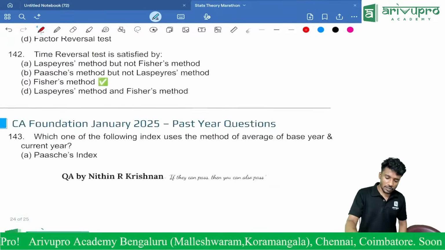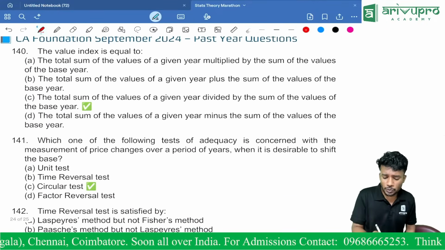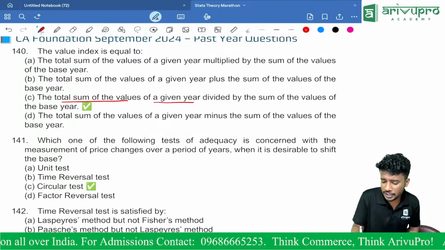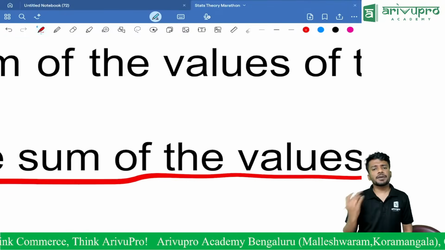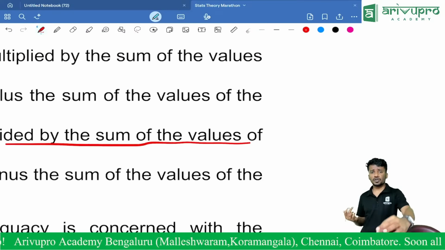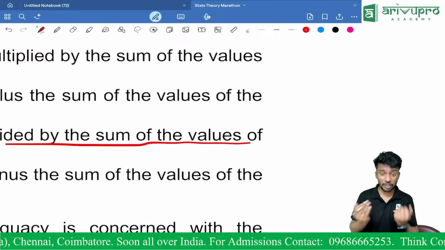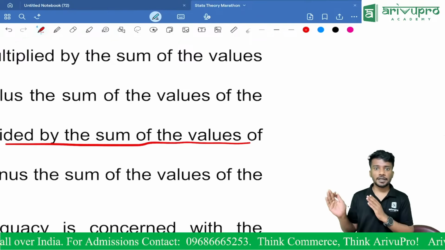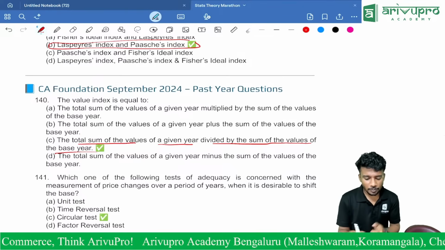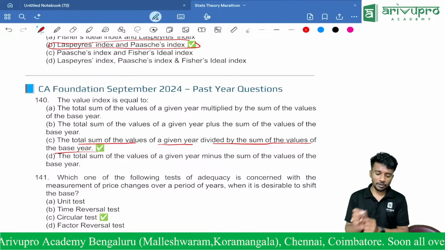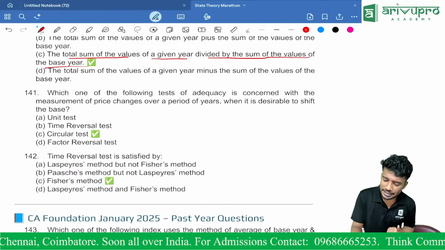Now we are almost at the end. Yes, the value index is equal to the sum of total values of the given year divided by the sum of total values of the base year. For example, when I say price relative index, what is it? Nothing but our simple aggregative price index. What are we doing there? We are adding all the prices of the current year divided by all the prices of the base year. Similarly, the sum of values of the given year divided by the sum of values of the base year will give you what? Value index.